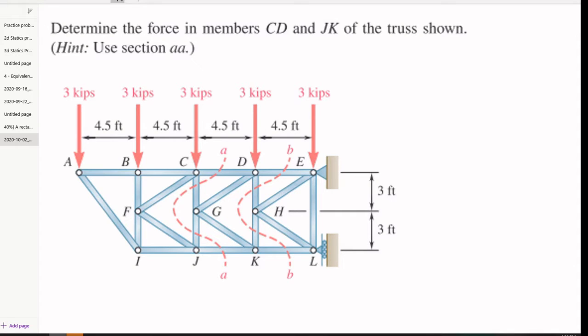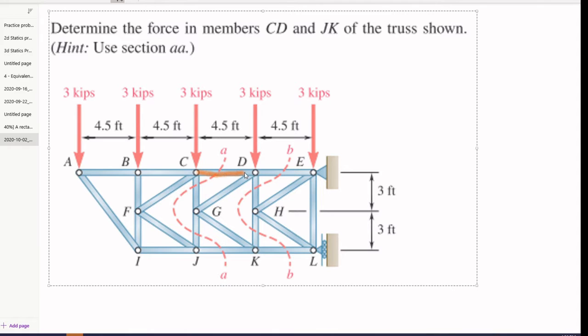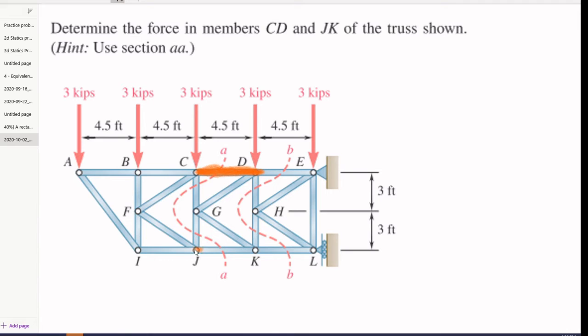Okay, so the next example we're going to be working through is trying to figure out some of the forces developed in this truss here. In particular, we are worried about the forces in CD and JK. Since we're only worried about the forces in a couple components, we're going to use the method of sections to solve this.